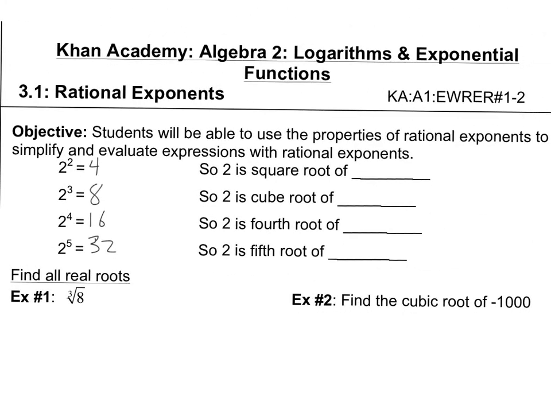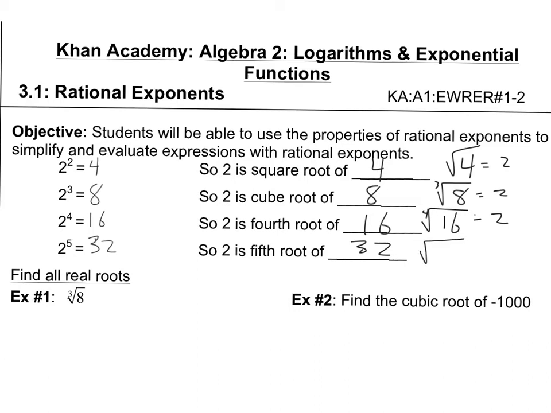That would mean, since 2 squared is 4, that 2 is the square root of 4. And therefore 2 is the cube root of 8. We could say 2 is the 4th root of 16 because 2 to the 4th equals 16, and we could write that as the 4th root of 16. And 2 is the 5th root of 32 then, so the 5th root of 32 is equal to 2.